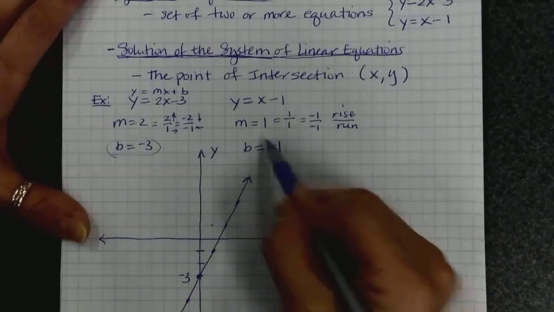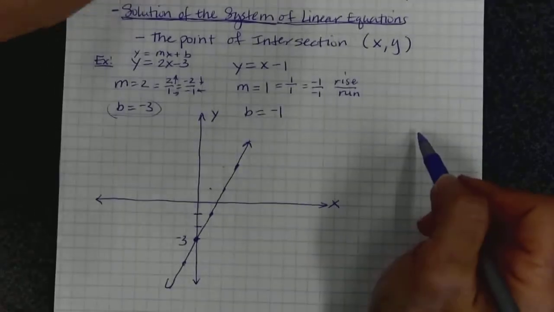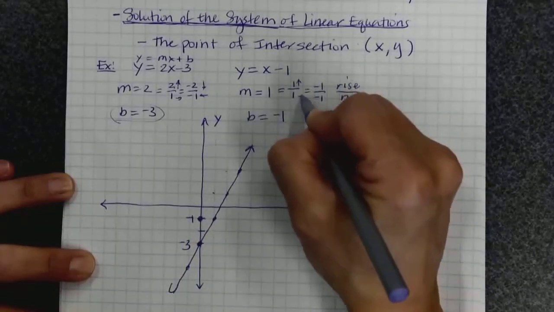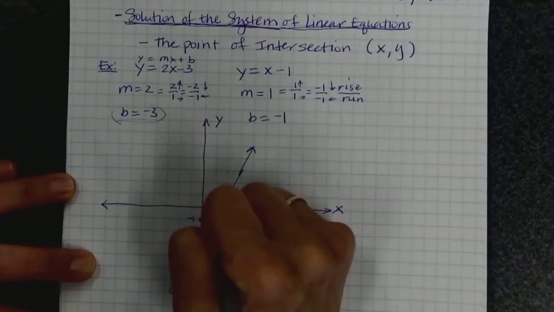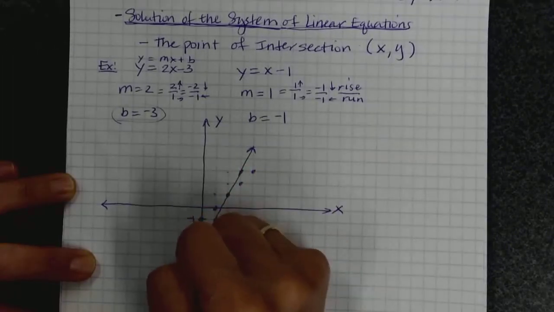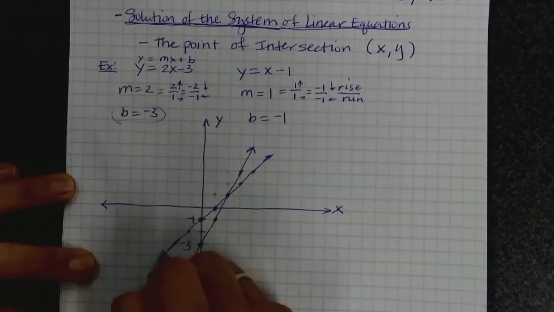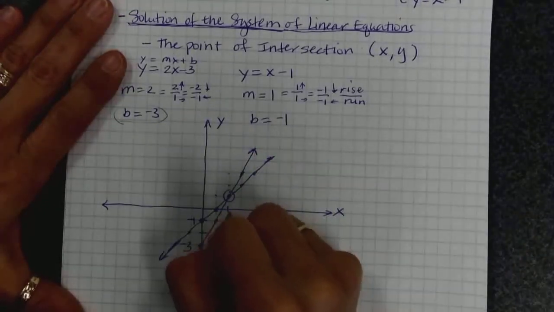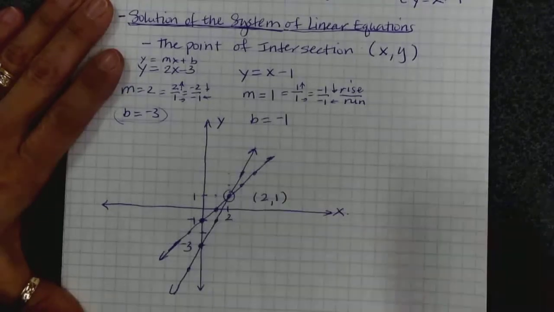Let's do the second one. We're going to start at negative 1. This one says up 1, right 1, or down 1, left 1. So we go up 1, right 1, repeatedly, and then down 1, left 1. Here's that line. If you notice, these two lines intersect at that point, which is at 2 comma 1.